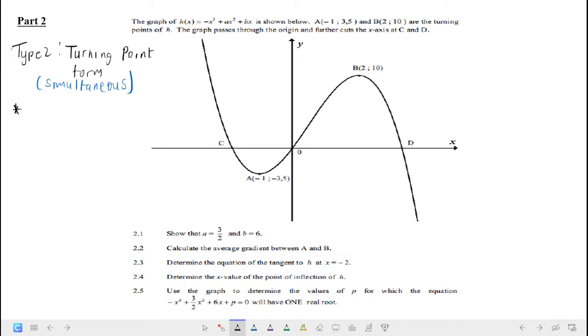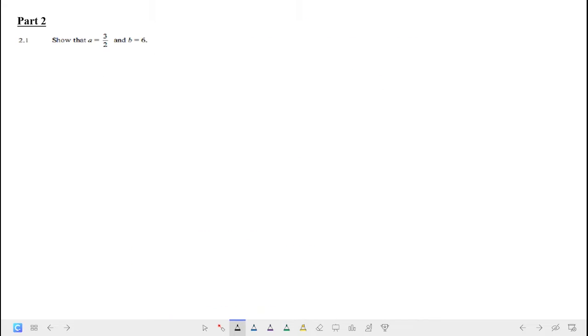Here they give you type 2, they give you a turning point, and of course they have given us another point here. As you can see, this next point is the origin. So in this case they gave us (0; 0). Let's go ahead and answer 2.1 and show you the method for how you're going to answer it.